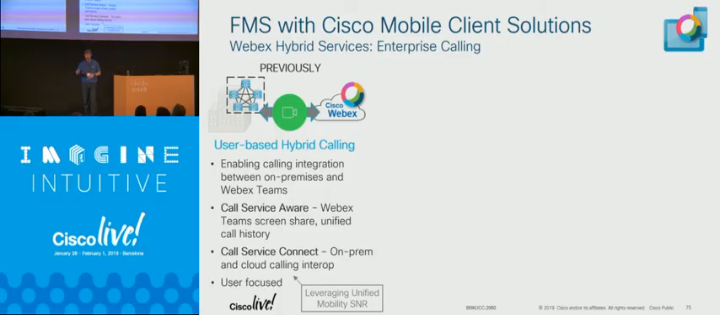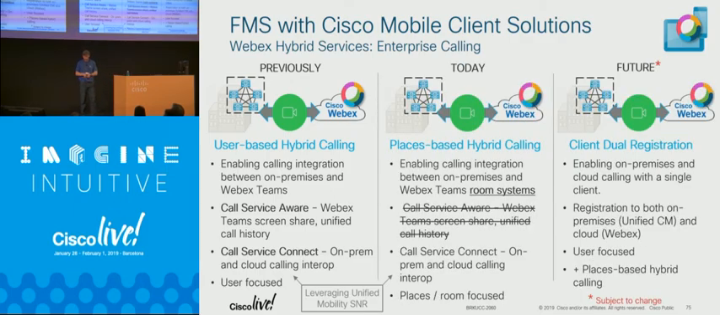And the thing that I pointed out here is that it leverages unified mobility single number reach. So all of these capabilities leverage that concept of an additional number, in this case a SIP URI, which happens to be a cloud destination in the WebEx cloud. We call the enterprise number, and in addition to ringing a mobile cellular number, we will also ring that SIP URI to connect out to the cloud and reach the user. And that's the way this has worked previously.